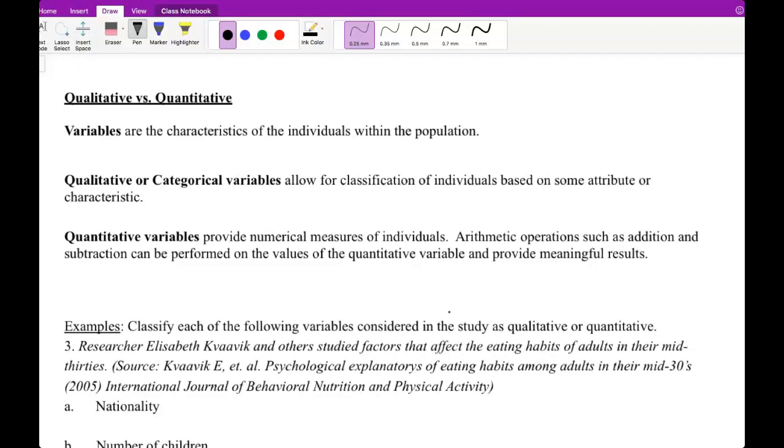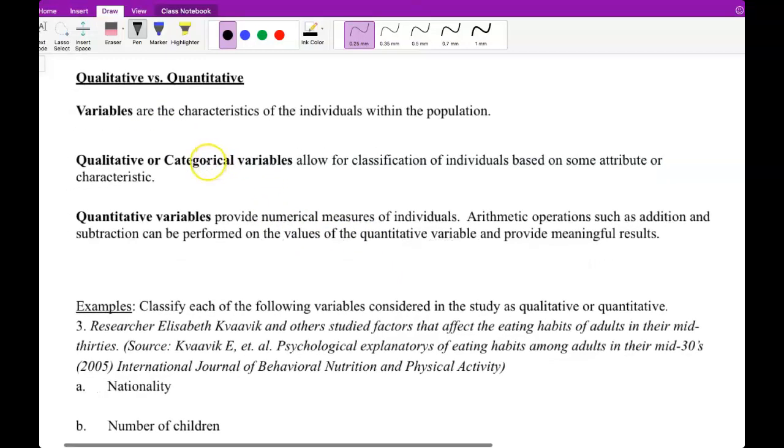Okay, next page. Now in this one we have qualitative versus quantitative. The definition for variable: variables are the characteristics of the individuals within a population. So this is within population.